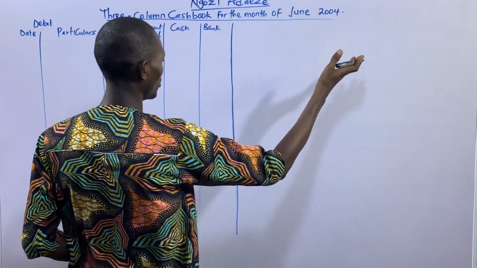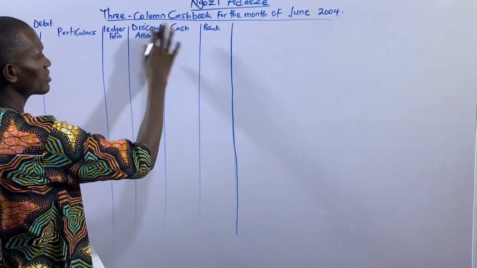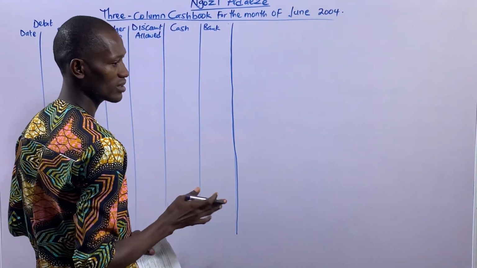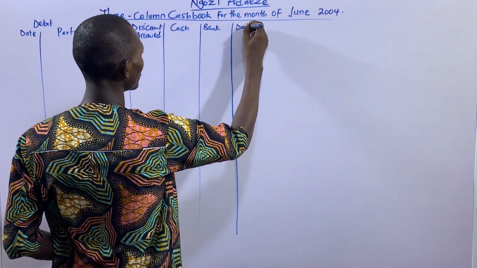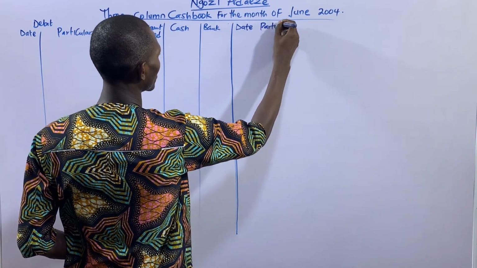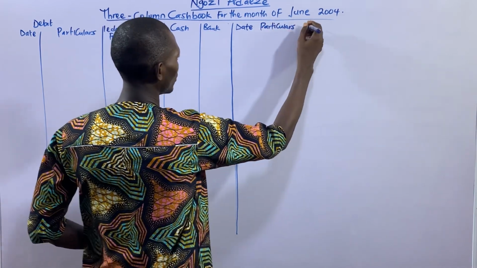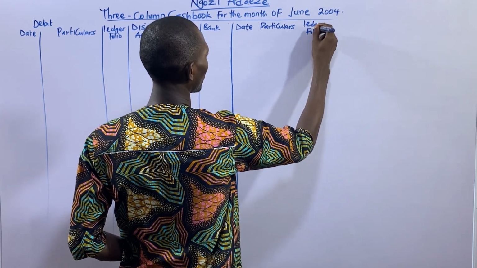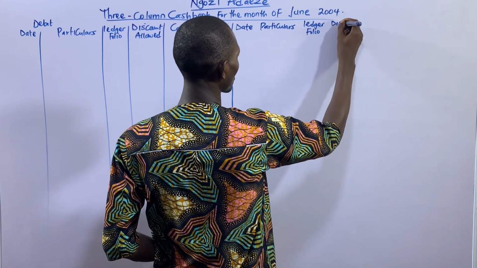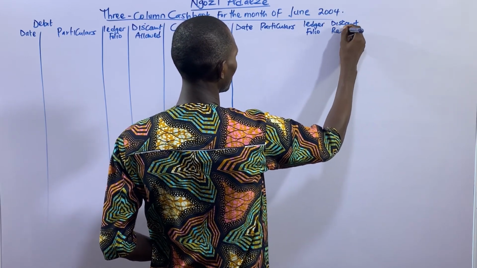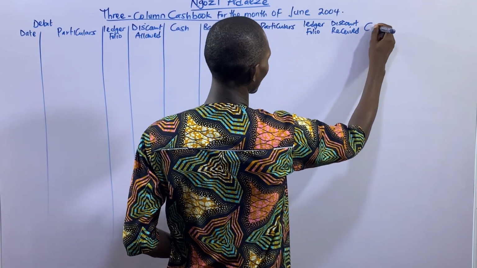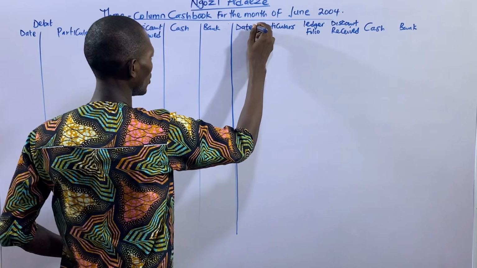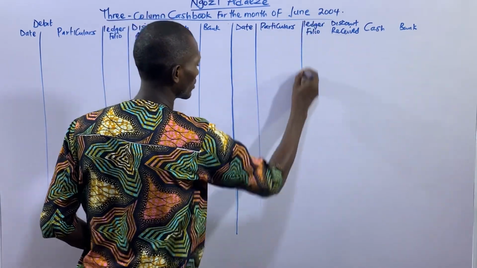Then let's repeat for the credit side. And the credit side is going to be the same as the debit, except that this discount allowed we change to discount received. So we have dates, particulars, ledger folio, discounts received, and we have cash and bank. So this is basically what we have for the credit side.